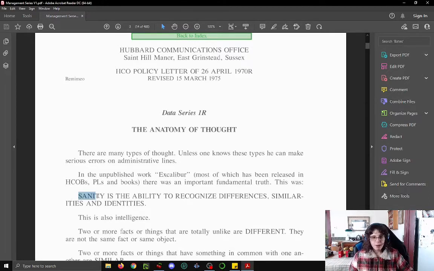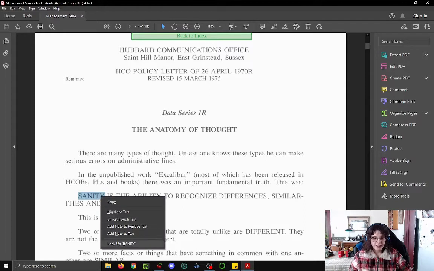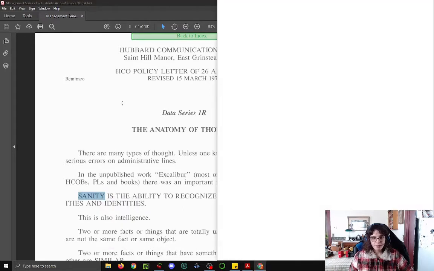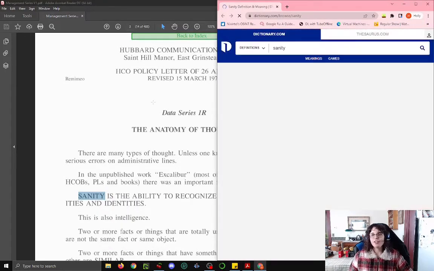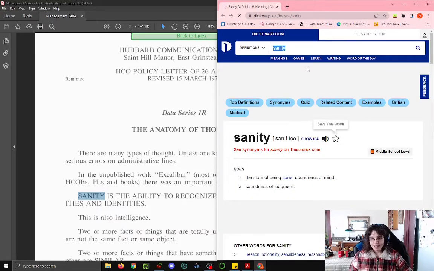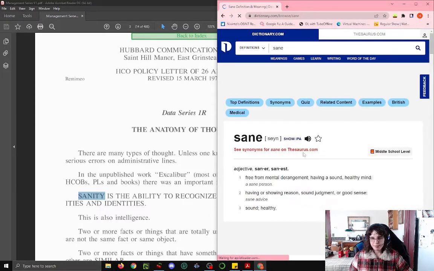Alright, the first thing I'm automatically going to do is look up the word sanity. What is the definition of sanity? The state of being sane, soundness of mind, soundness of judgment. Let's see what sane means. Free from mental derangement, having a sound, healthy mind, having or showing reason, sound judgment, or good sense.